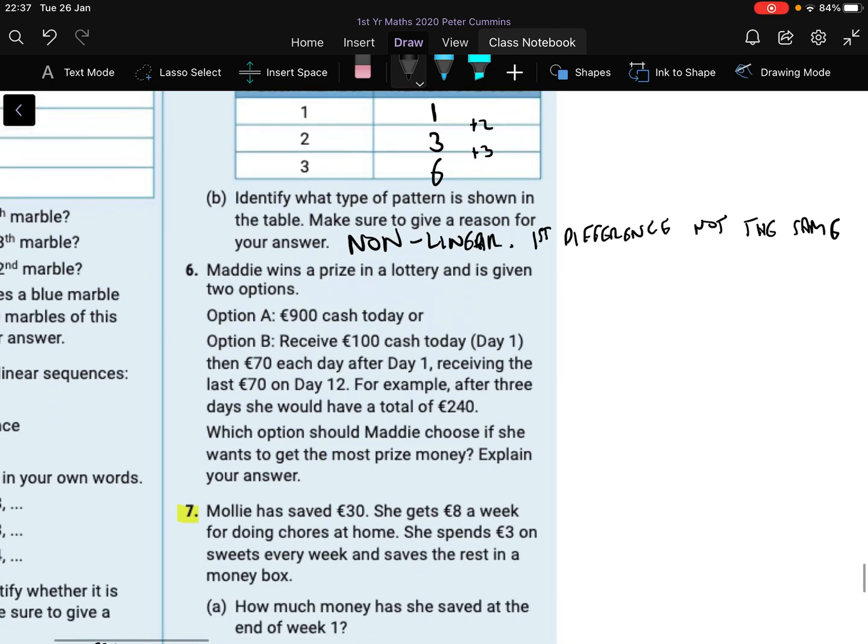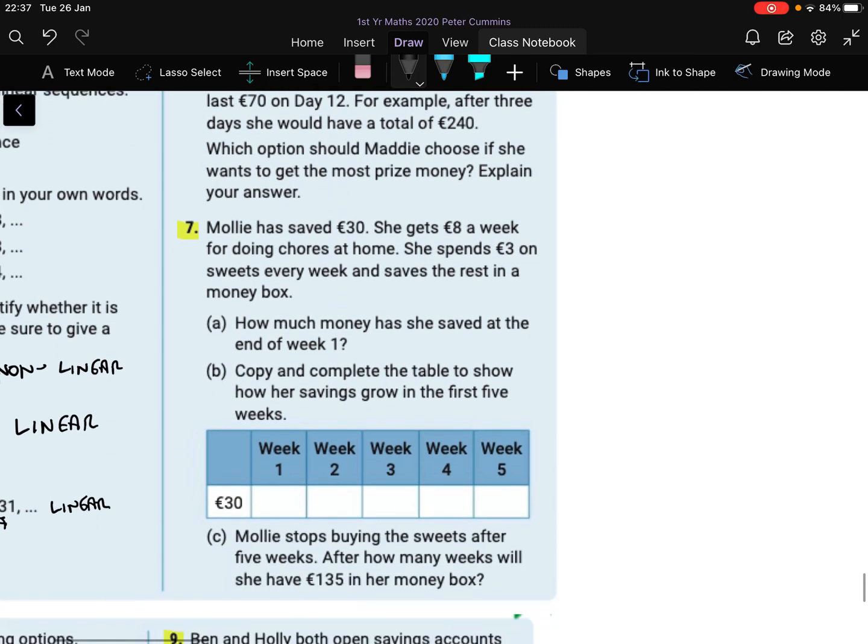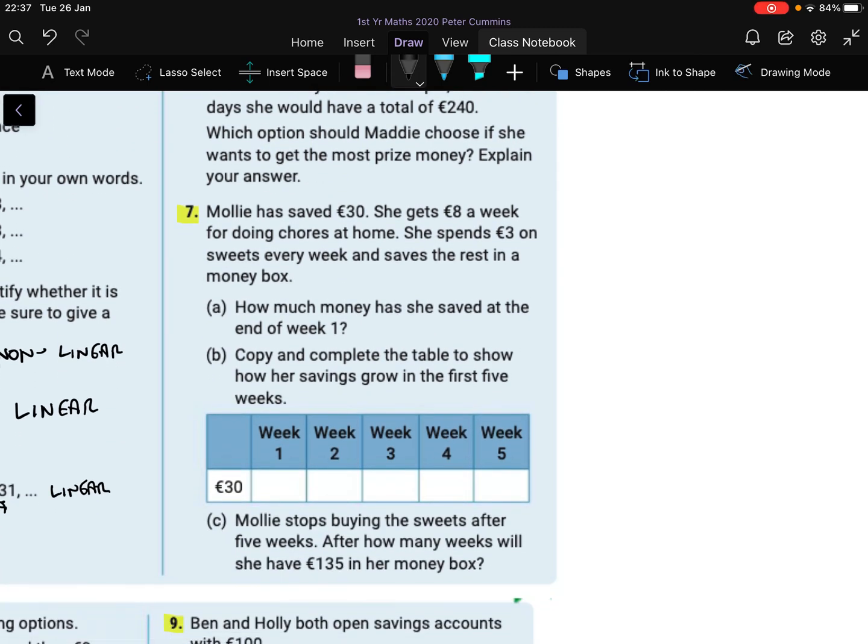Okay. After 6, then I asked you to do number 7. So question number 7 was: Molly had saved €30. Okay, so I'm going to highlight bits of this so I can remember it. Molly saved €30. She gets €8 a week for doing chores at home. She spends €3 on sweets every week and saves the rest in the money box. How much has Molly saved at the end of week 1?